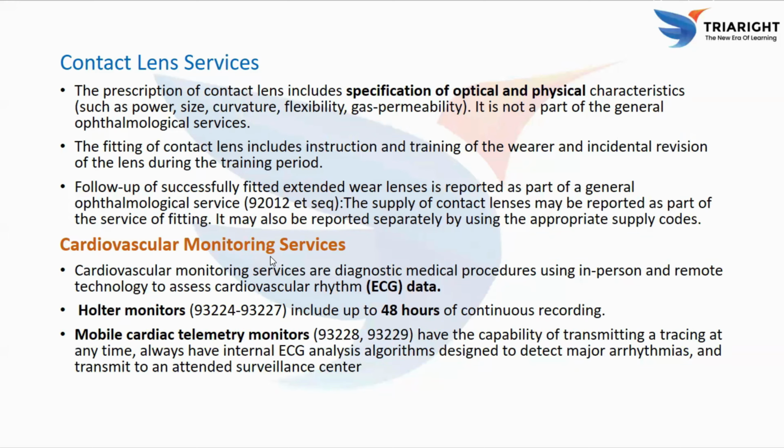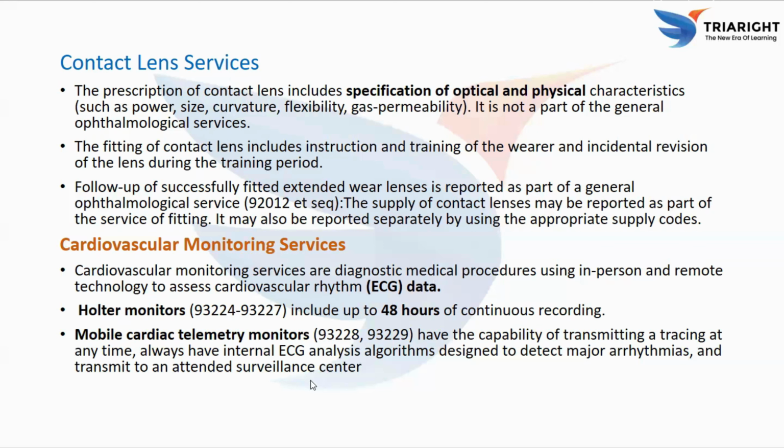So cardiovascular monitoring services. So what are cardiovascular monitoring services? These are diagnostic procedures that assess the heart rate rhythm using in-person devices and remote monitoring technology. They are used to detect arrhythmias, palpitations, syncope, and unexplained dizziness. So what is Holter monitoring? Holter monitoring code ranges are 93224 to 93227. It's a continuous ECG reading up to 48 hours. The patient wears a portable device. Holter monitors are used for frequent symptoms and short-term rhythm assessment.